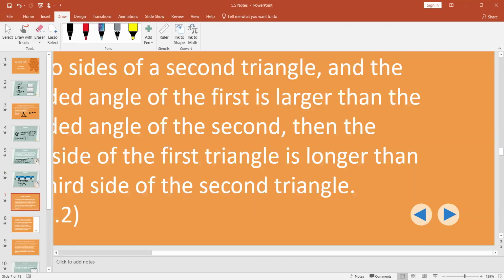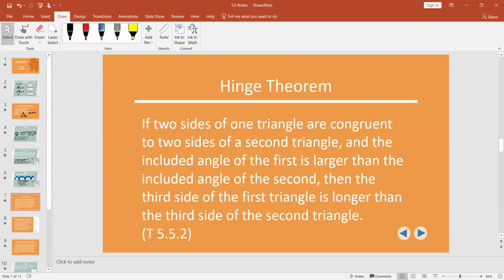All right. Okay, so let's move on. We have the hinge theorem. The hinge theorem says that if two sides of one triangle are congruent to two sides of a second triangle, and the included angle of the first is larger than the included angle of the second, then the third side of the first triangle is longer than the third side of the second triangle.